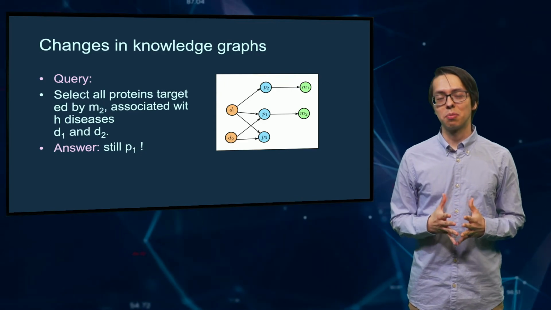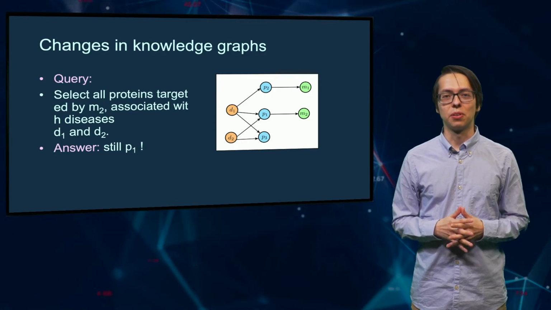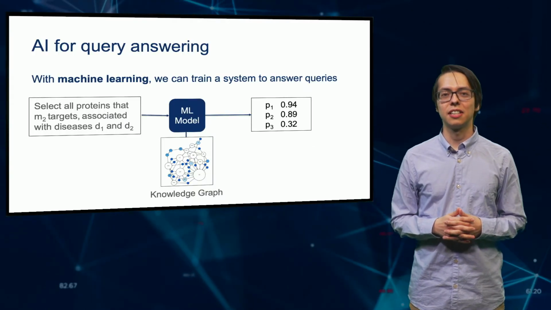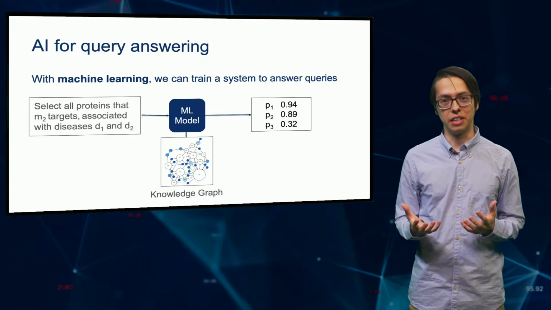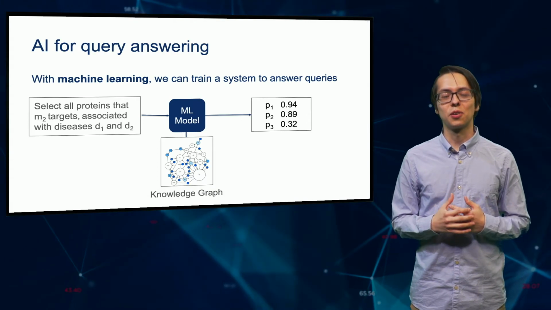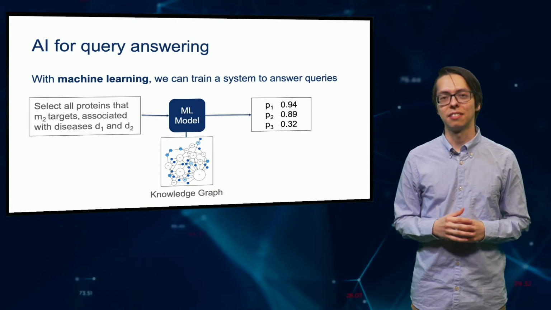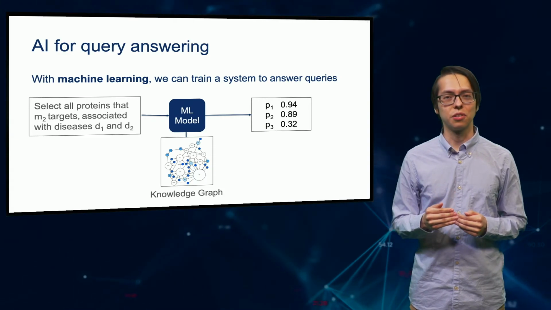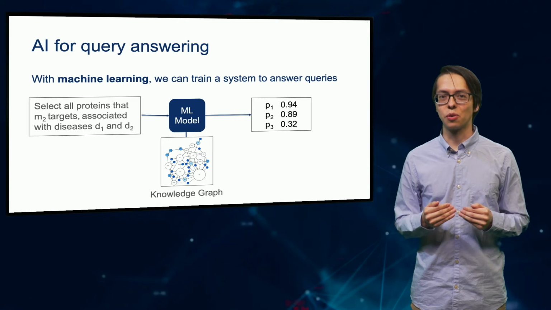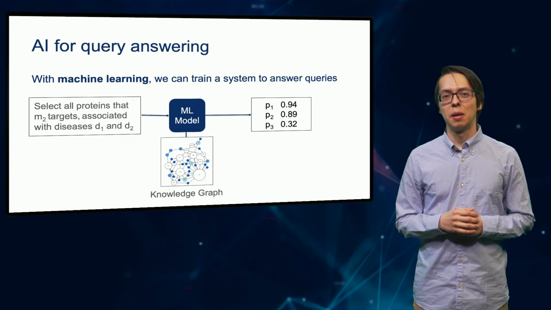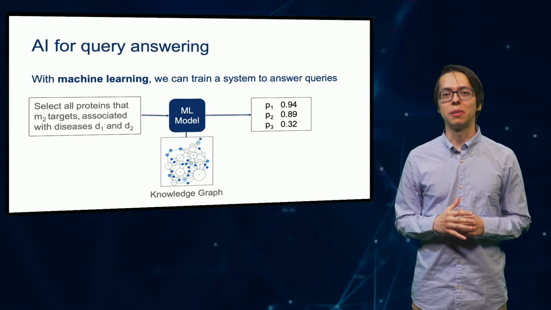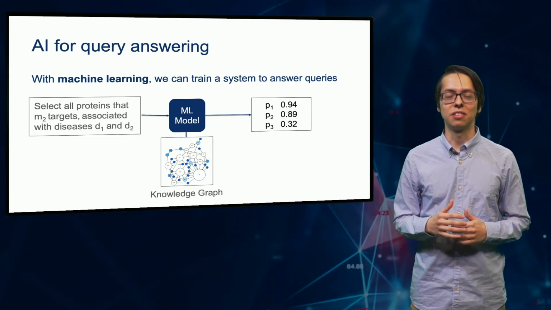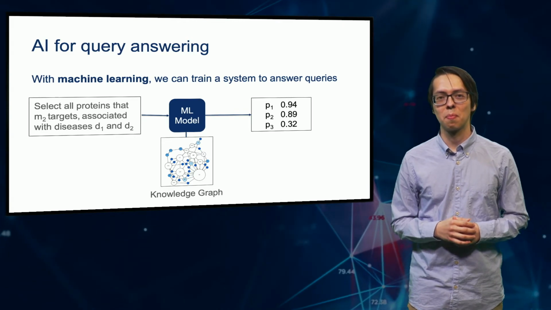A solution to this problem can be found with the help of AI. Using machine learning, we can train a system that takes as input a query and outputs a numeric score for all possible entities. The machine learning model is trained to assign high scores to correct answers and low scores to incorrect ones. By assigning a score to all possible entities, we obtain a larger list of candidates than if we had used a traditional system.